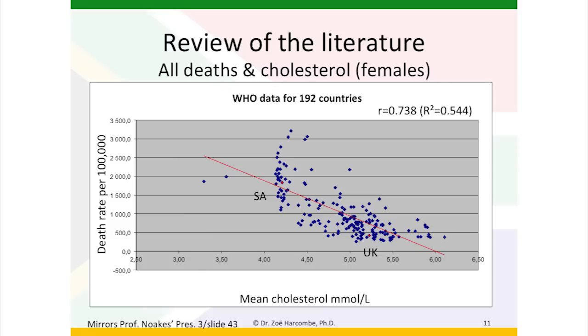And the downwards trend shows an R of 0.738 and an R squared of 0.544, which is a strong R squared and a strong R, indicating a strong relationship between lower cholesterol and higher death rates. This is, of course, the exact opposite of what the majority of people believe.